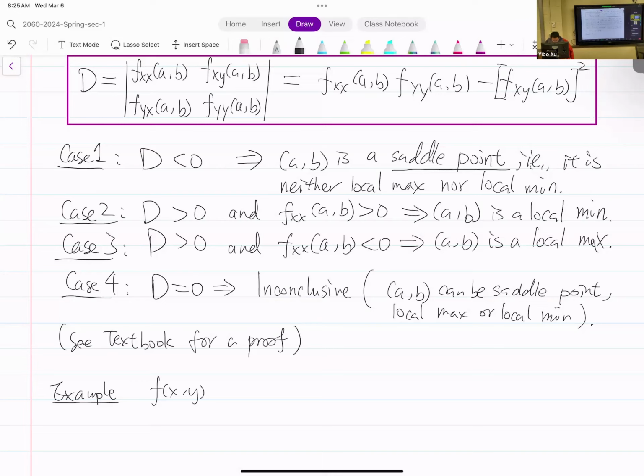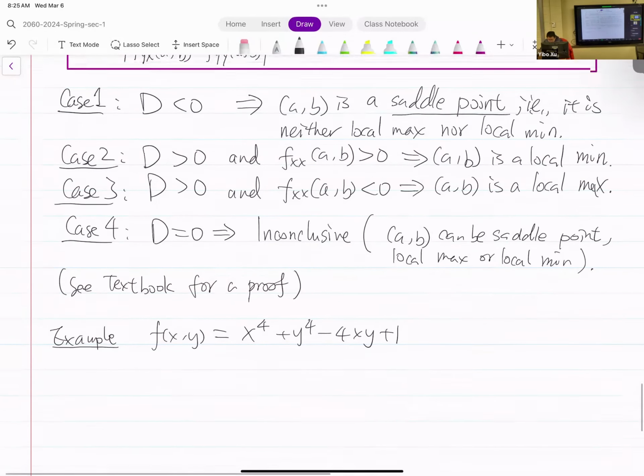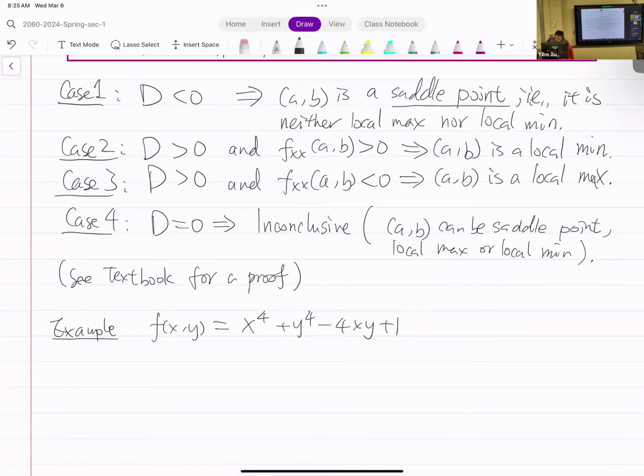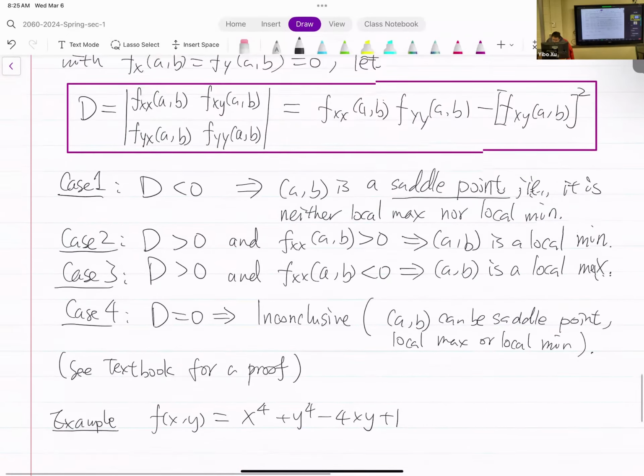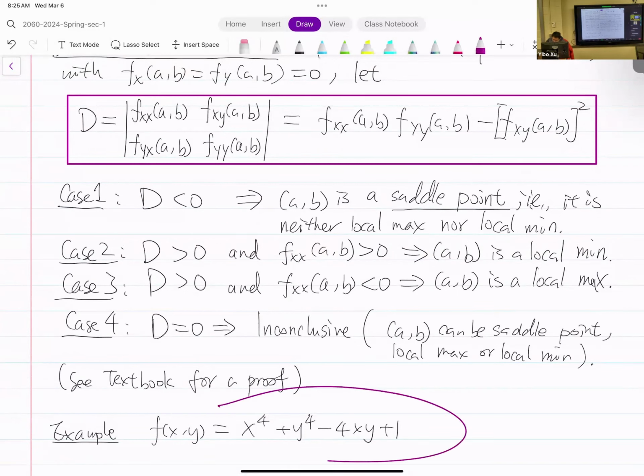Let's say we have f of xy to be x to the 4 plus y to the 4 minus 4xy plus 1. Right? So this is definitely an example that is hard in a sense that it's not really practical to analyze the function and conclude whether you have a local max or local min. Okay, so this is the situation where the secondary test is handy. So we just do this systematically. So we need the critical points.